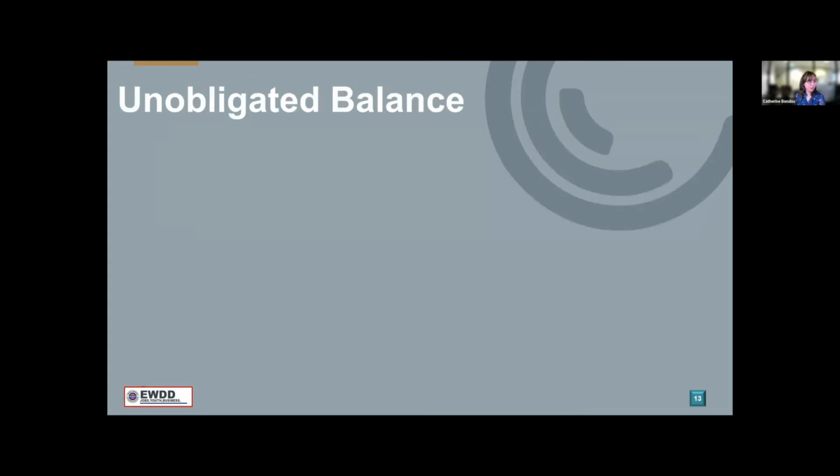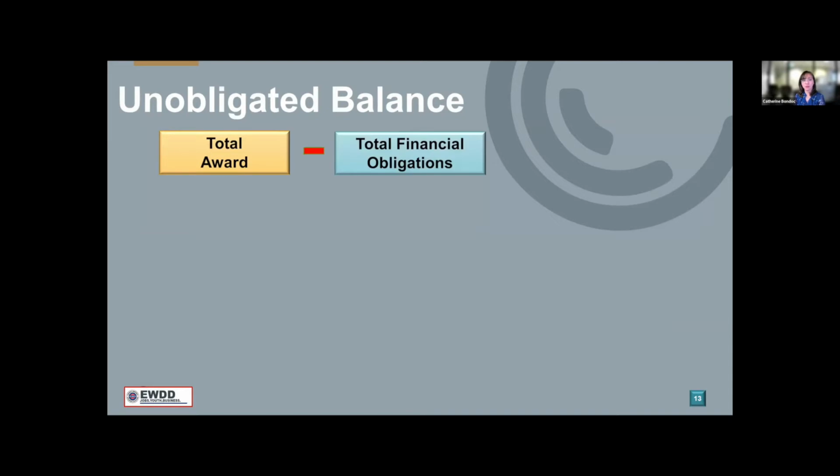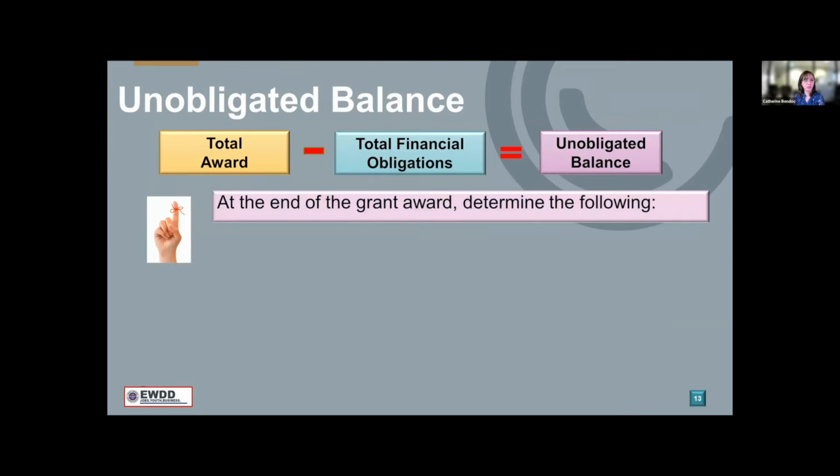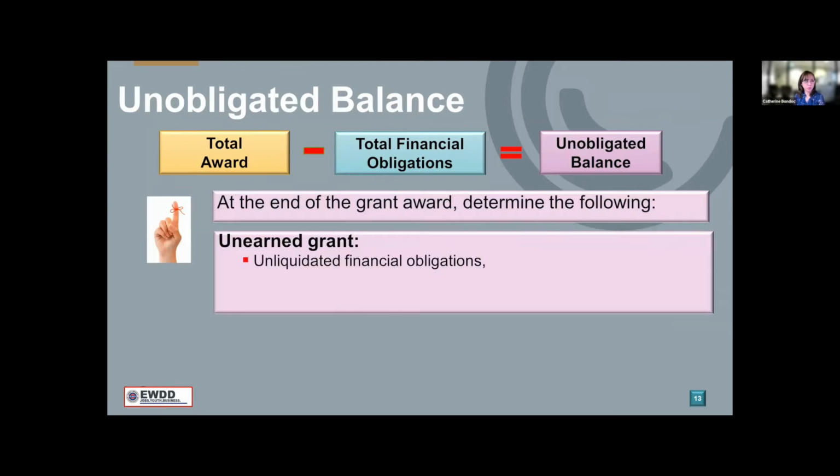An unobligated balance, therefore, should be easy, right? It should be the part of your award that you never got into contract. It is therefore unearned grant. Unobligated balance is also the same as unearned grant. At the end of the grant, these are the funds that you return.